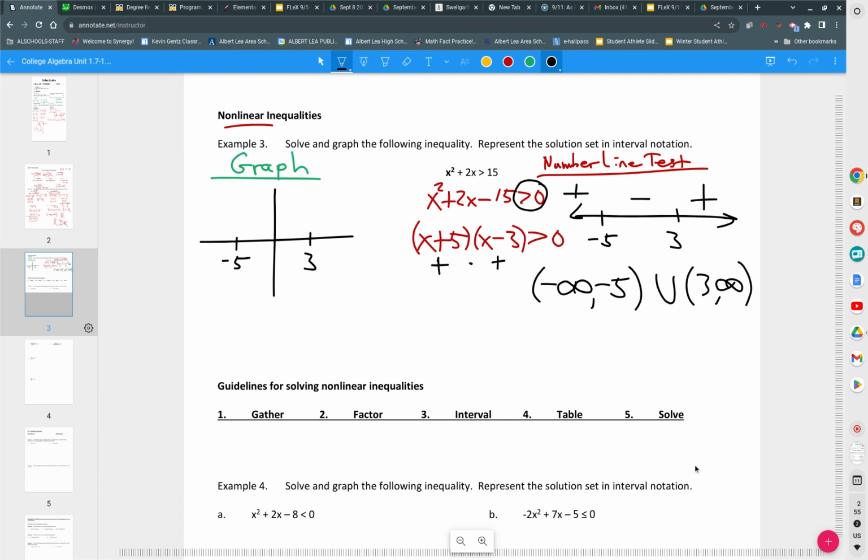What shape does x squared make? A parabola. Parabolas go like this. Is this a parabola that's going to be right side up, or is it a parabola that's going to be upside down? Right side up, because the x squared is positive. If it was a negative x squared, it would be upside down. So we're going to draw this parabola right side up.